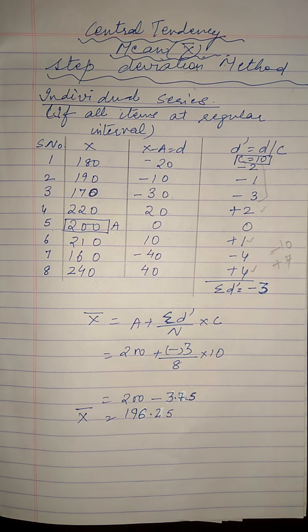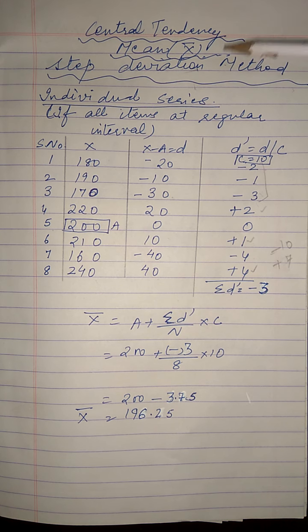Hello students, let's continue with the chapter Central Tendency. Today we are going to continue with the chapter Mean. Now we are going to do the third method to calculate mean, that is step deviation method. Step deviation method is just one step ahead than the shortcut method.